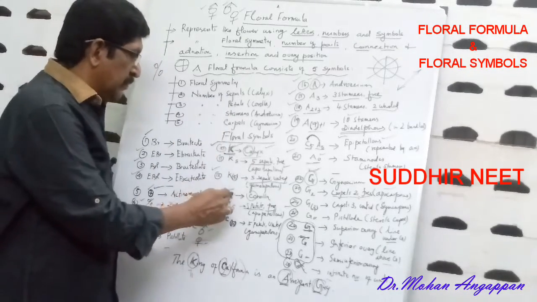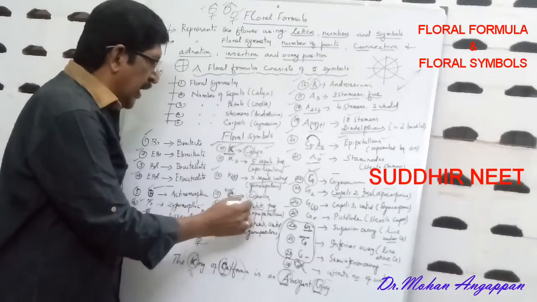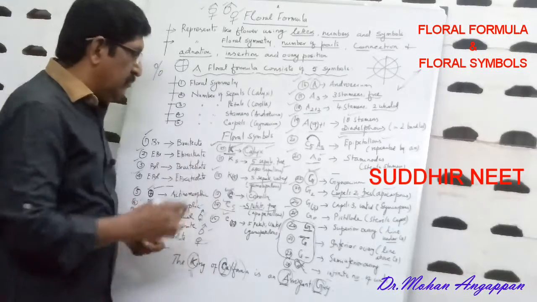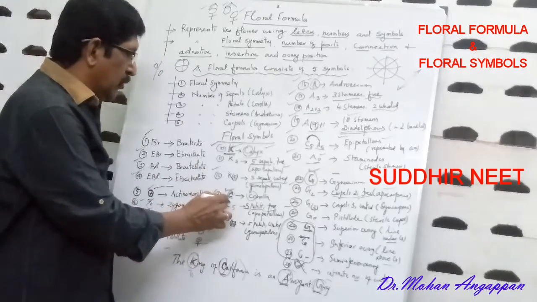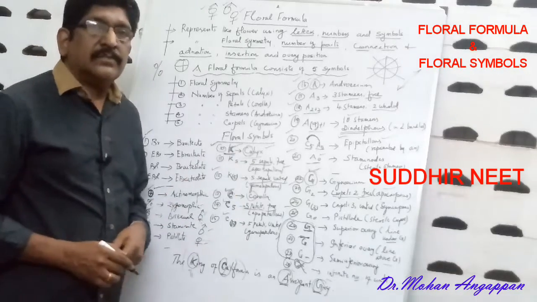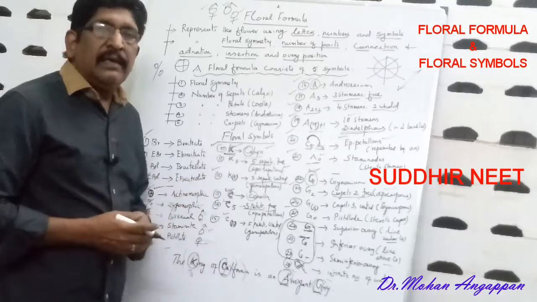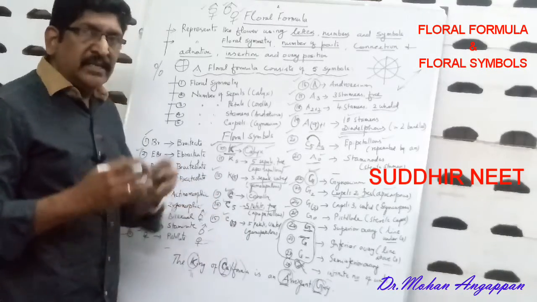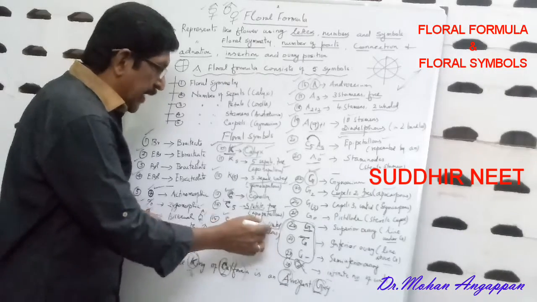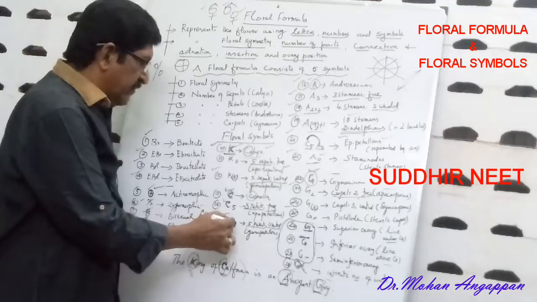Then coming to corolla, the symbol is C. If the petals are 5 and free, in apopetalous condition, the symbol will be C5. C for corolla and 5 the number of petals. No bracket, that is free. Apopetalous condition. Apo means free. Gamo means united. Suppose there are 5 petals united, gamopetalous, then the symbol will be C5 within the bracket.